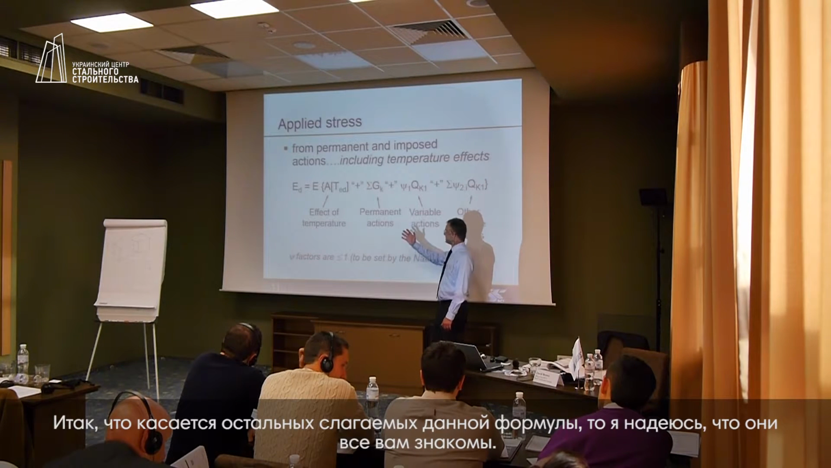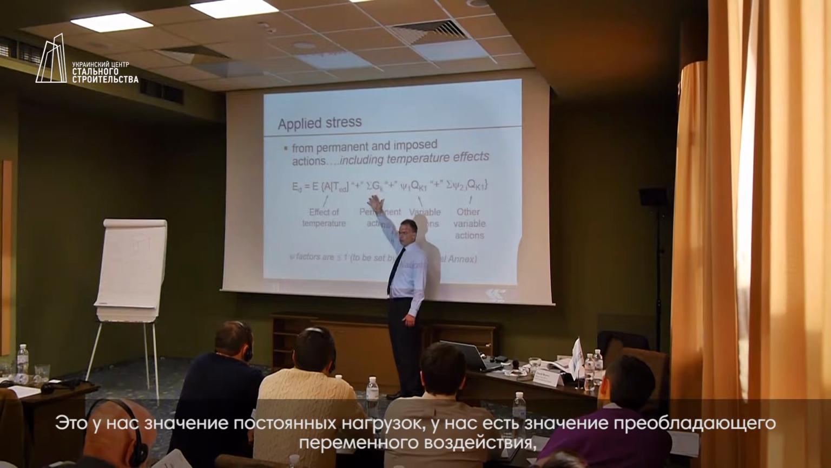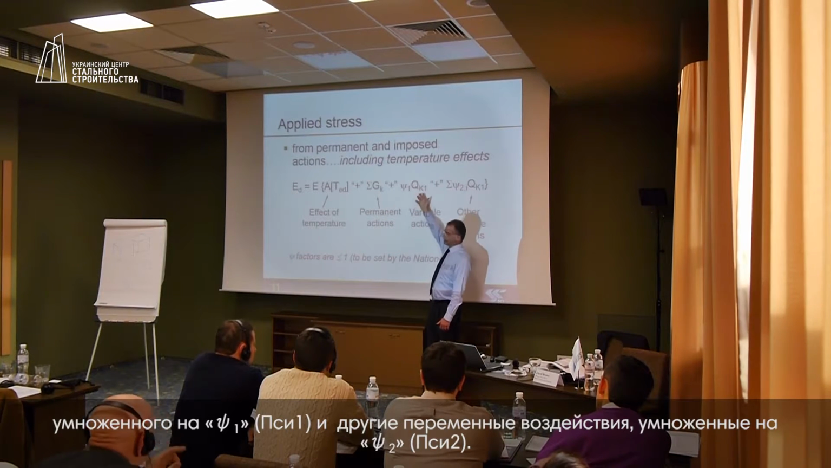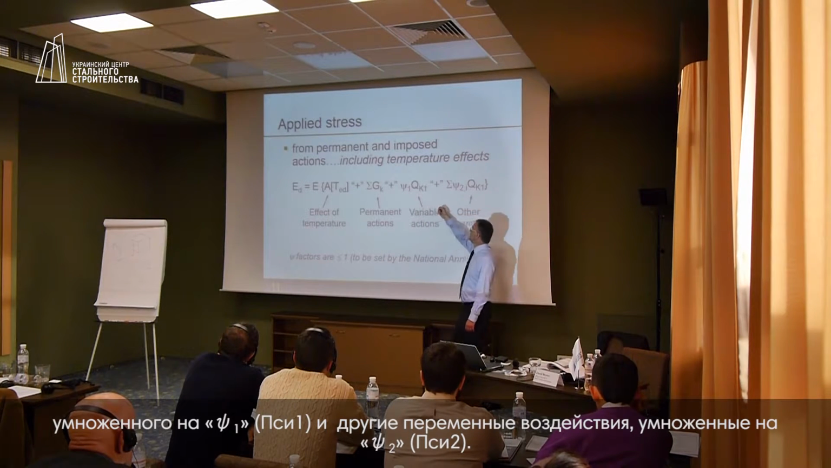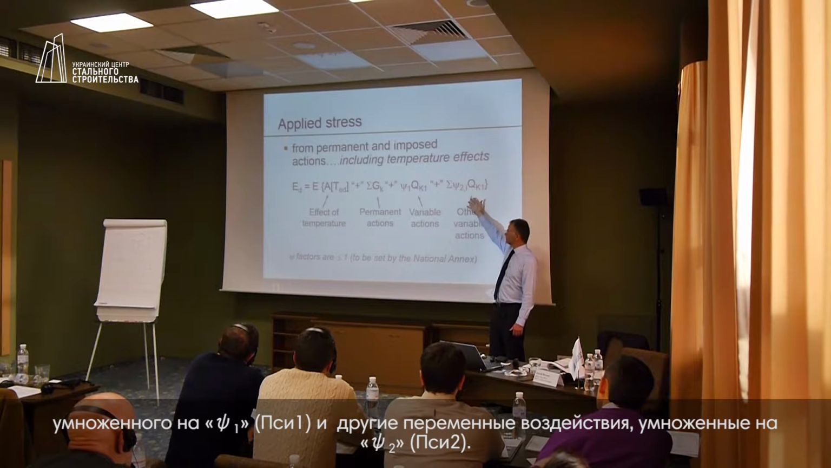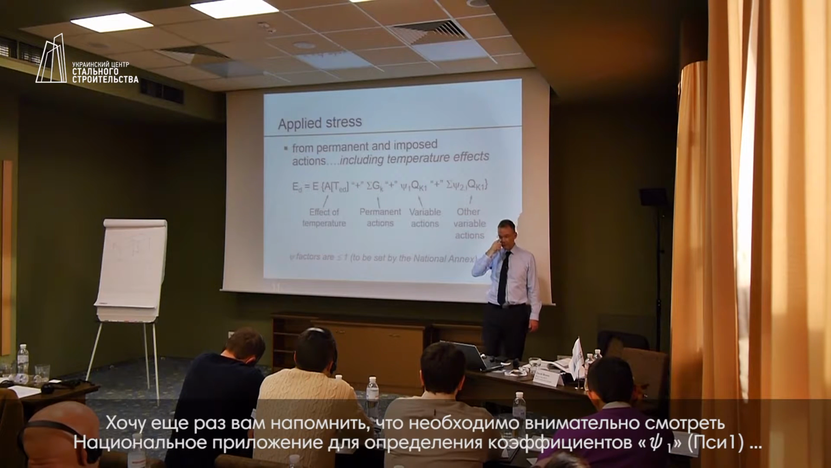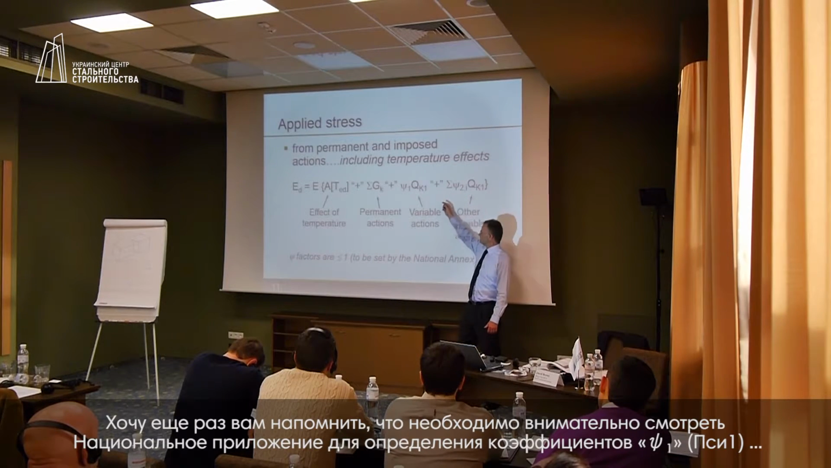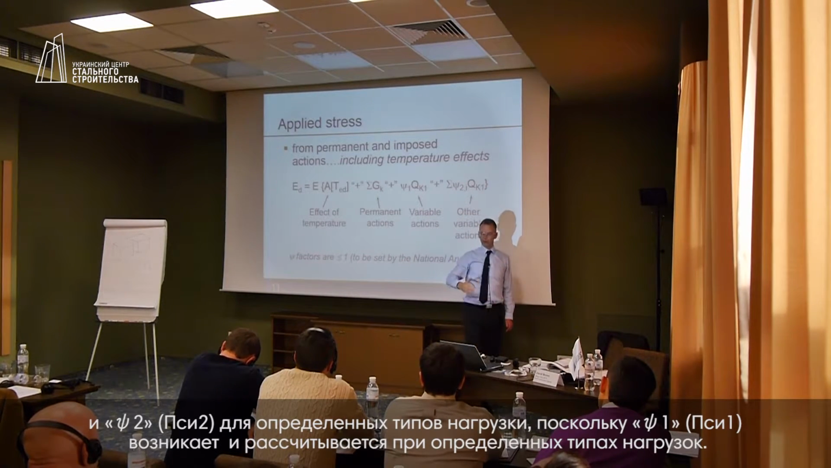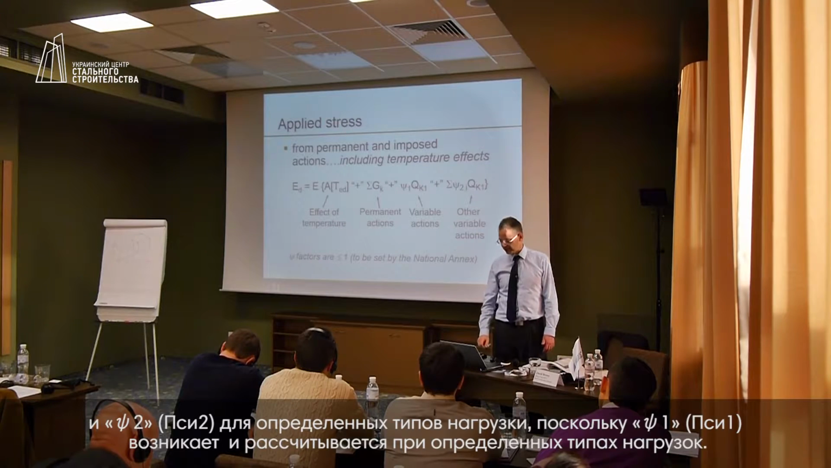And then, I hope this arrangement now is quite familiar to you, because we have the permanent actions, but no gamma factor, so they are the unfactored permanent actions. We have a leading variable action, no gamma factor, but there is a psi1 factor, and any other variable actions, no gamma factor, but now there is a psi2 factor. So if you remember from this morning, you must be careful to look in the national annex to determine psi2 and psi1 for their type of load, because those psi values belong to a certain type of load.